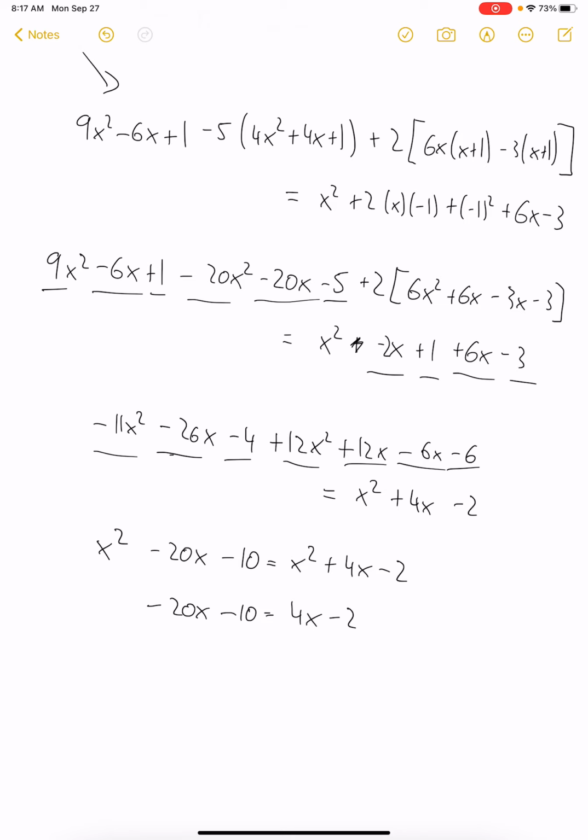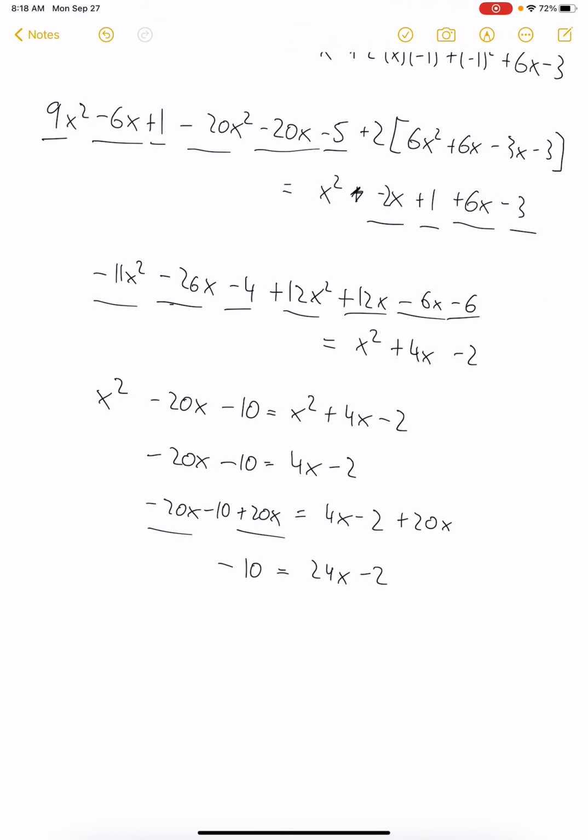Adding 20x to both sides of the equation leads to minus 20x minus 10 plus 20x is 4x minus 2 plus 20x. Now these two cancel and we are left with minus 10. And this is equal to 24x minus 2.